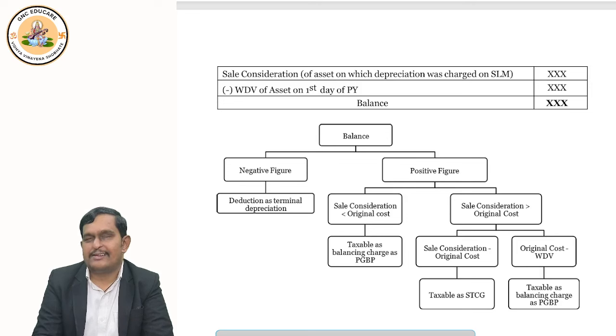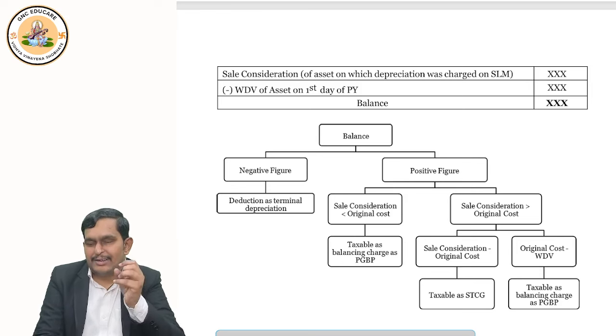So that loss is negative balance, and that is called terminal depreciation. That is negative balance and we'll call it terminal depreciation. And this terminal depreciation is deductible while computing business income.